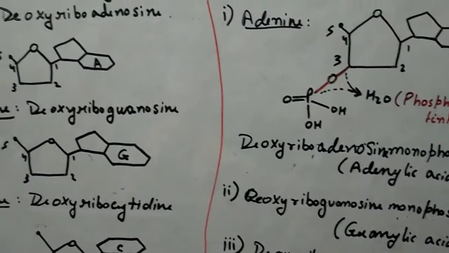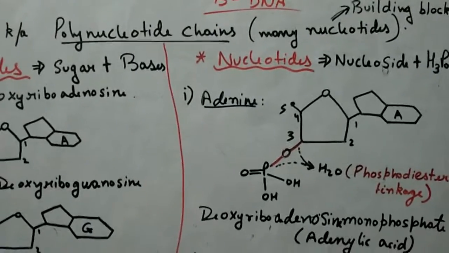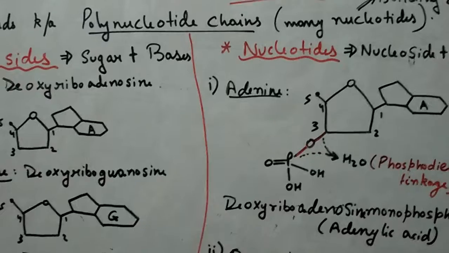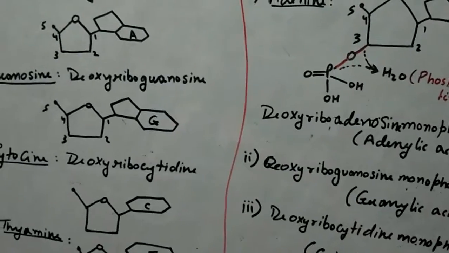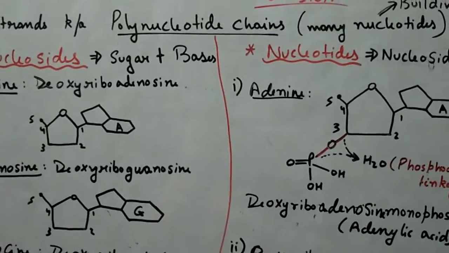Why have I not written or included uracil here? Because uracil does not belong to DNA. It is only for RNA. So I have not written uracil here because it is not a part of DNA.